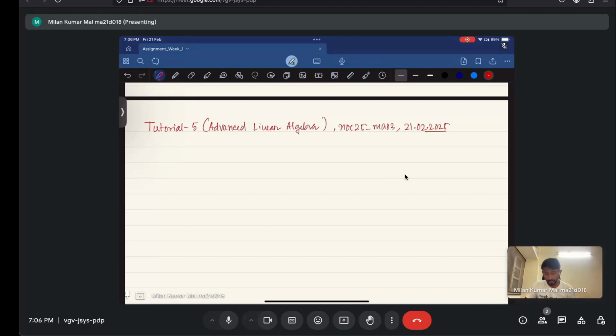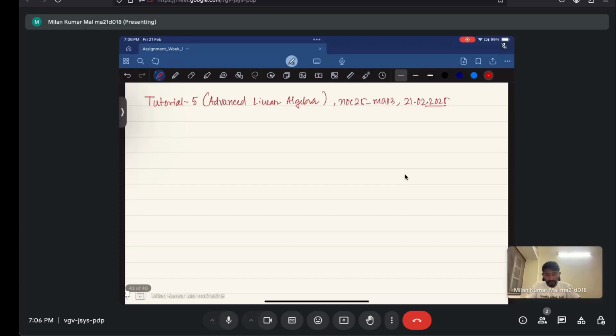Let's start with some problems. Before that, I will just discuss some of the things which will be useful. First is the transpose of a linear transformation.